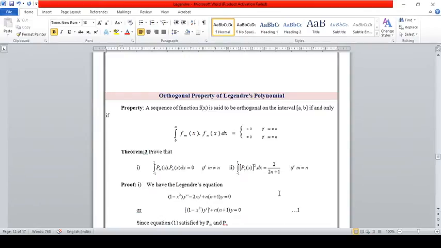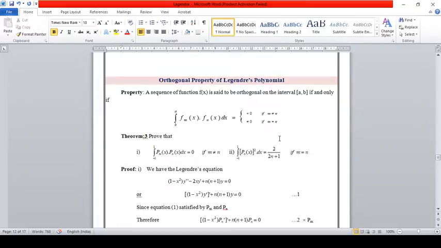Hi friend, this is the orthogonal property of Legendre equation. The most important property is that a sequence of functions f_n(x) is said to be orthogonal on the interval [a, b] if and only if the integration from a to b of f_m(x) f_n(x) dx is equal to 0 if m and n are not equal, and does not equal 0 if m and n are equal.